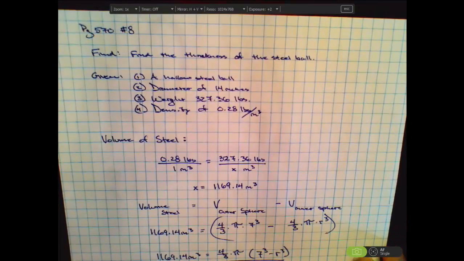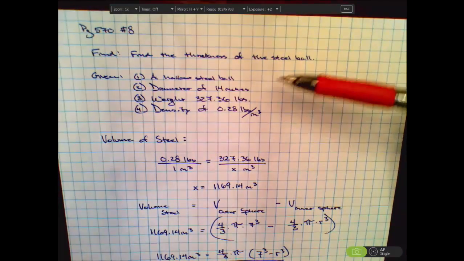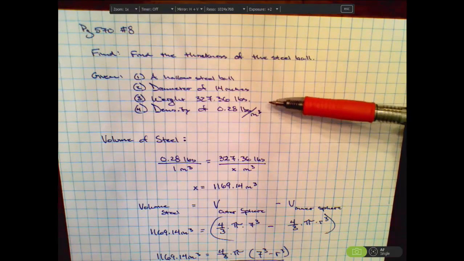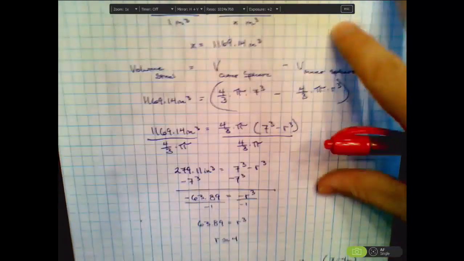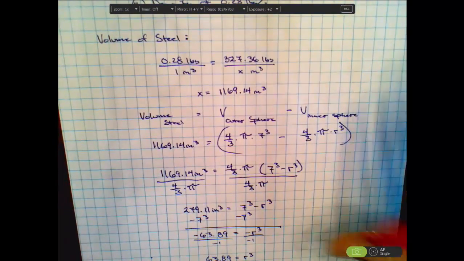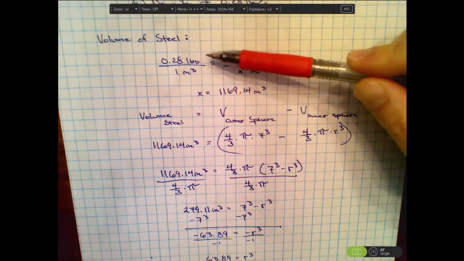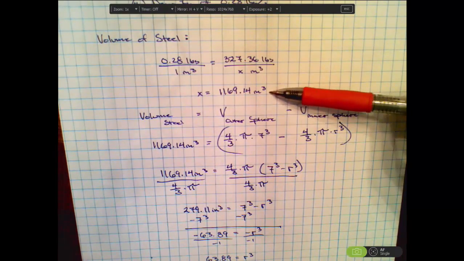Question number 8 was probably the hardest of the 4 here. It said, find the thickness of a steel ball given some information. So you know it's a hollow steel ball. You know the diameter is 14 inches. The weight is 327.36 pounds, and it still has that same density of 0.28 pounds per cubic inch. The first thing you're going to want to do is calculate the volume of the steel. So using the weight there, pounds per cubic inch, pounds for how many cubic inches. So the volume of the steel is 1,169.14 cubic inches.